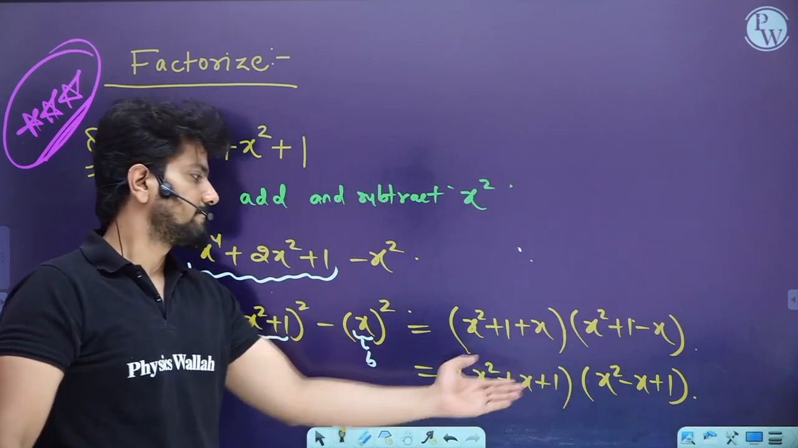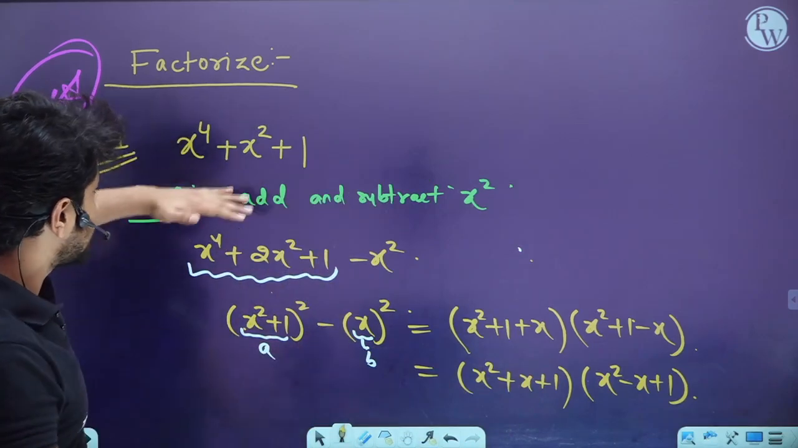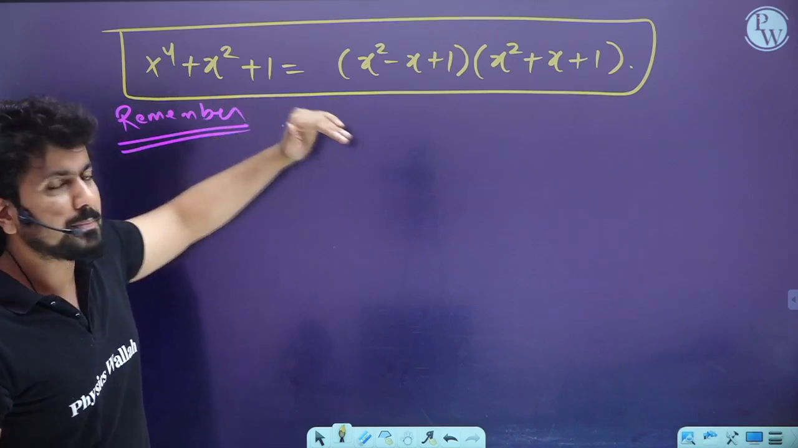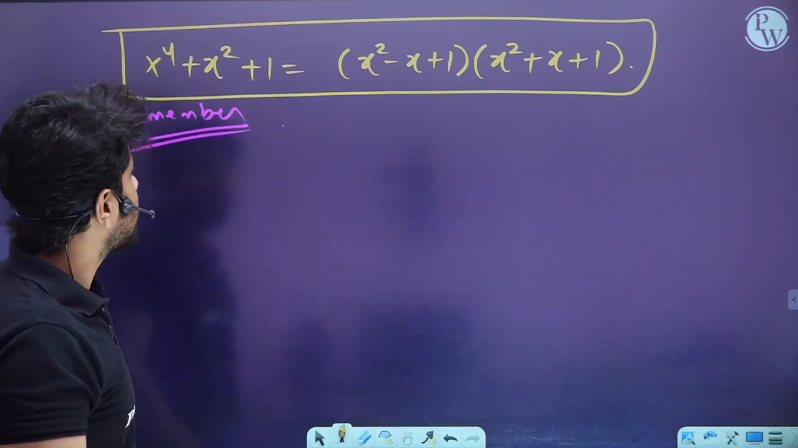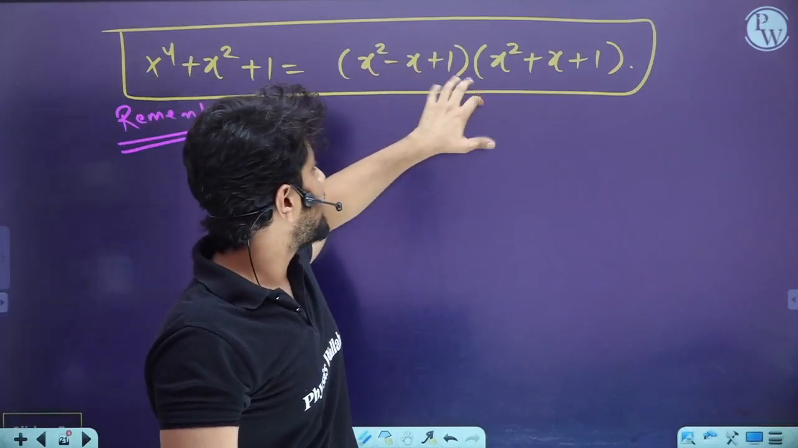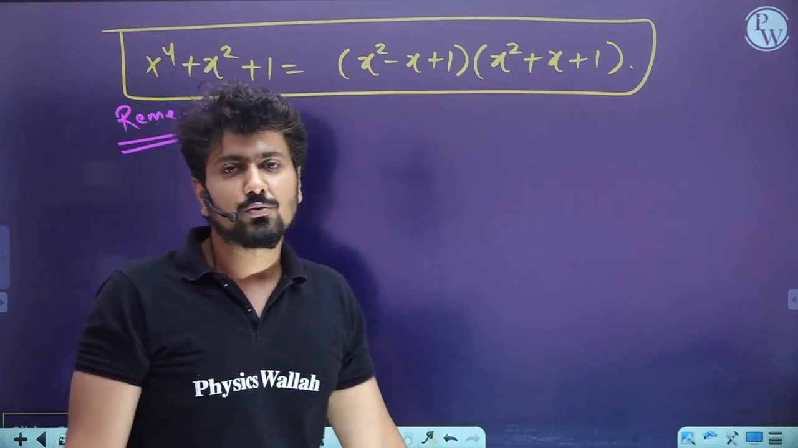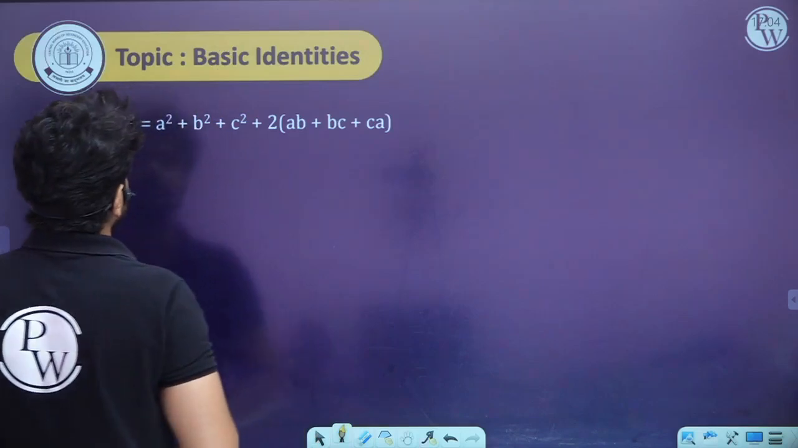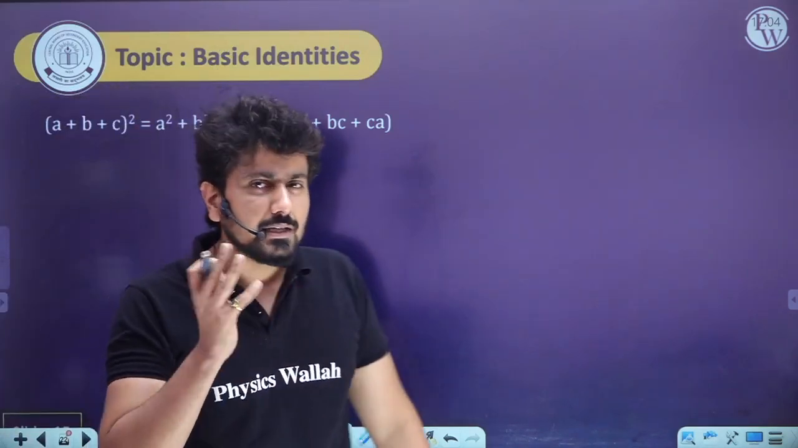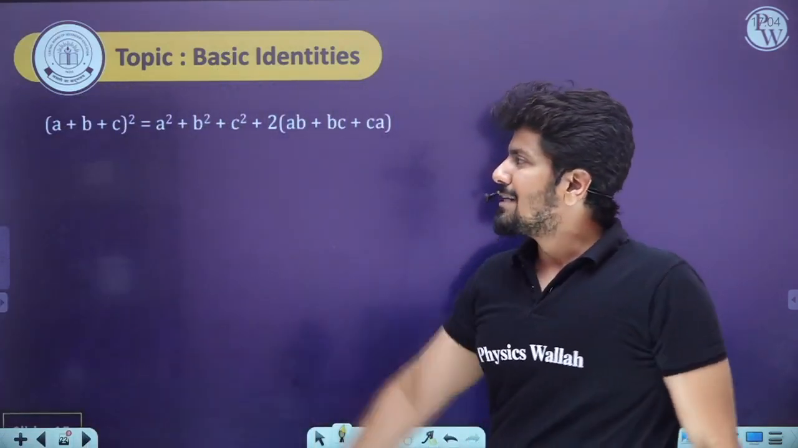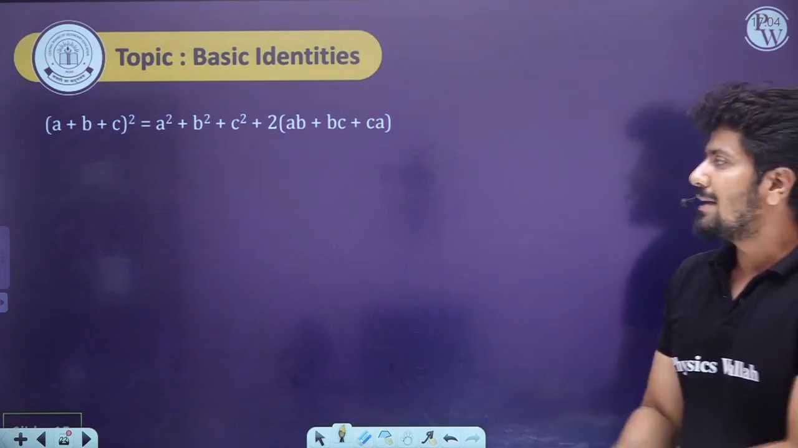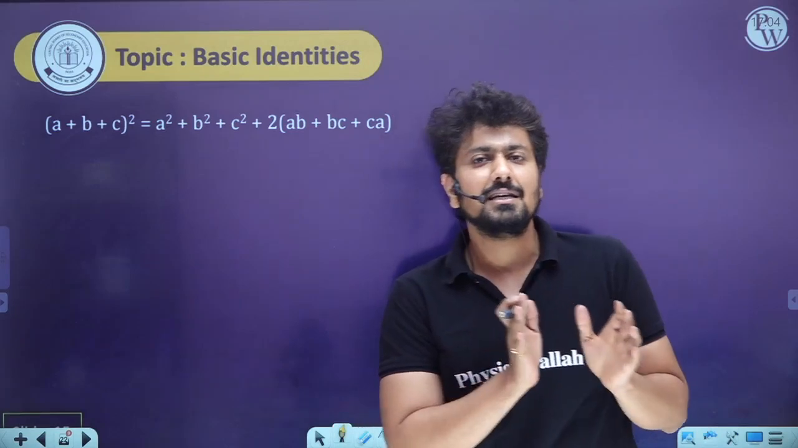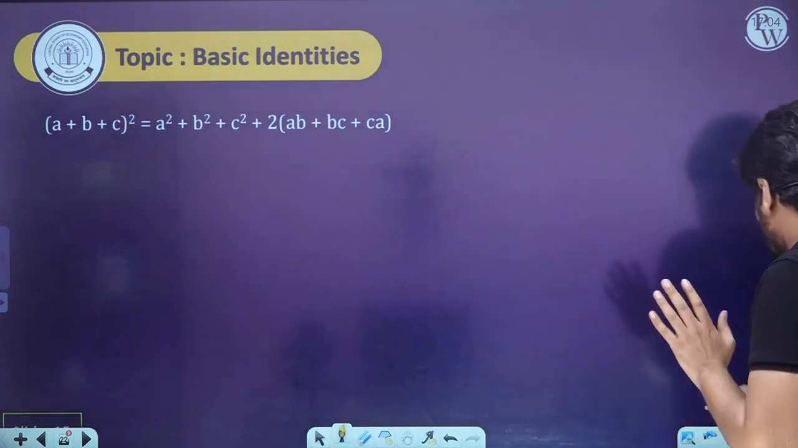Okay, correct. So remember this factorization, that the factors of x raised to the power 4 plus x square plus 1 are x square minus x plus 1 and x square plus x plus 1. Very, very important, you need to remember this part, and also remember the idea behind it. a plus b plus c whole square is equal to a square plus b square plus c square plus 2 times (ab plus bc plus ca). Okay, cool.